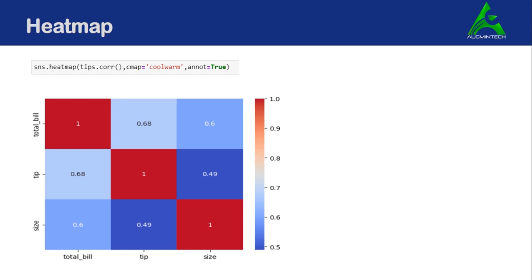Again, if you see, here we have 1 as the dark red color, 0.68 falling somewhere here, and then we have 0.49 falling somewhere here. So annot is basically going to represent the values on the heat map.